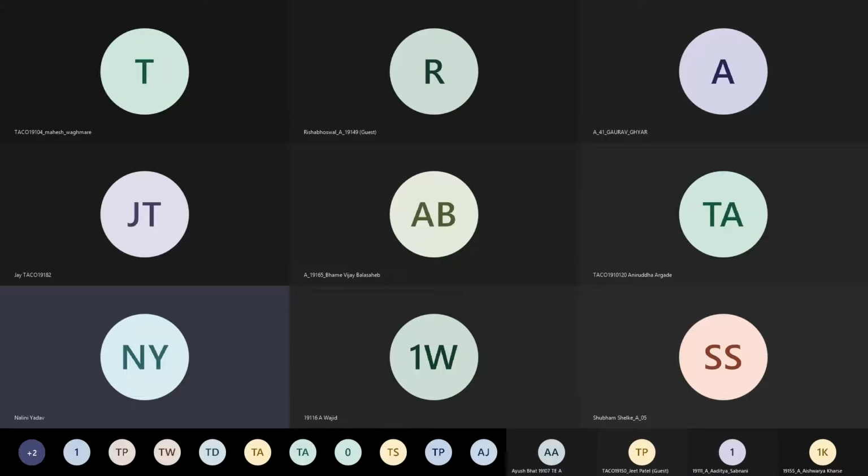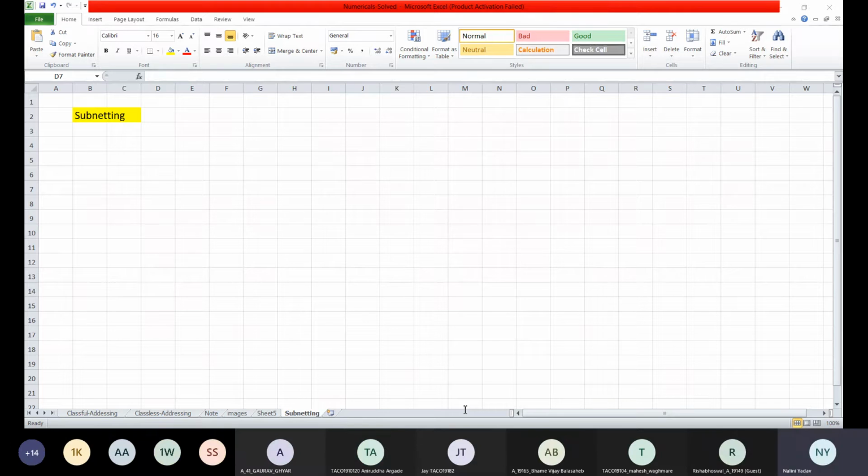So in short, what is subnetting? Subnetting is dividing a big network into smaller ones, right? That is my subnets, correct? So we generally try to divide a big network into smaller networks for the subnetting purpose. So why do we require subnetting? Let us get clear with the purpose of subnetting, right?